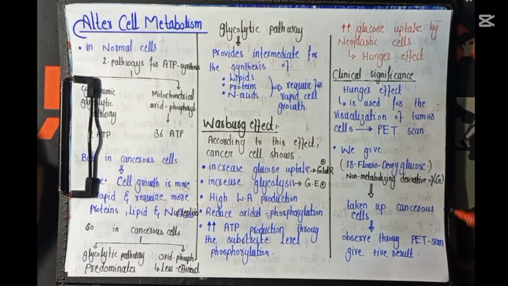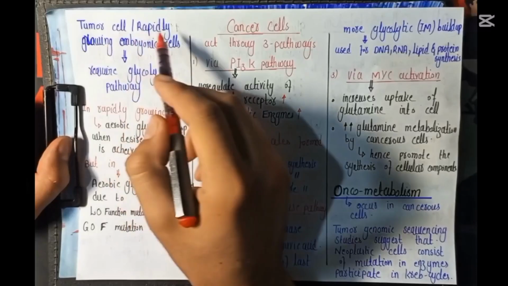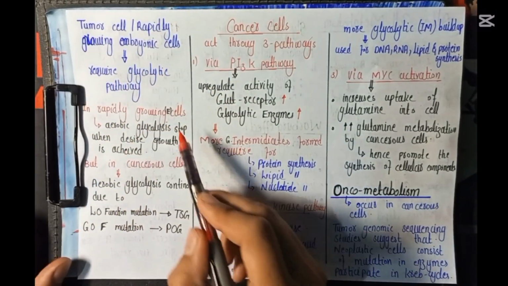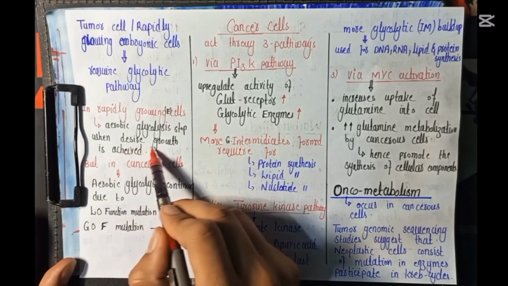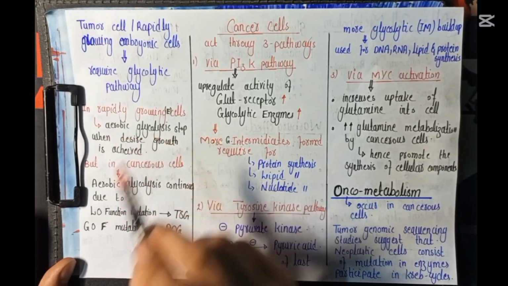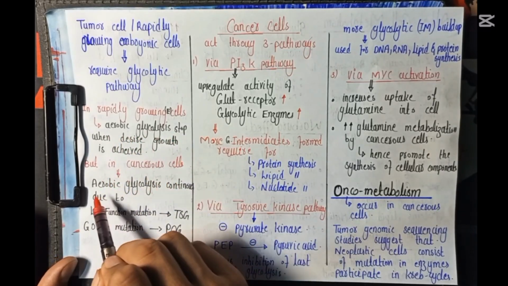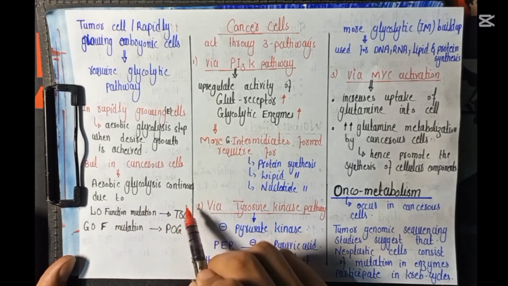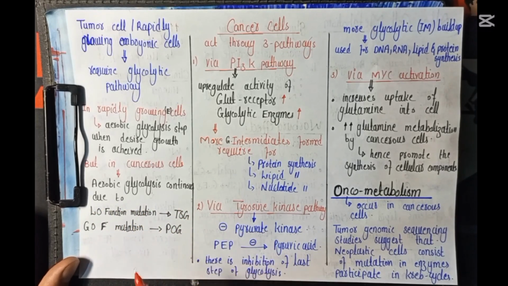So the increase in glucose uptake is also used for the diagnosis of tumor cells or cancer cells. The tumor cell and the rapidly growing cell rely mostly on the glycolytic pathway. In a rapidly growing embryonic cell, when the desired growth is achieved, the aerobic glycolysis stops. But in a cancer cell, the aerobic glycolysis continues due to the loss of function mutation in the tumor suppressor gene and the gain of function mutation in the proto-oncogene.